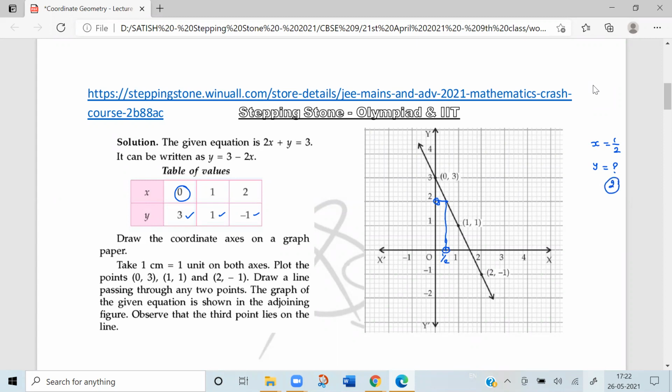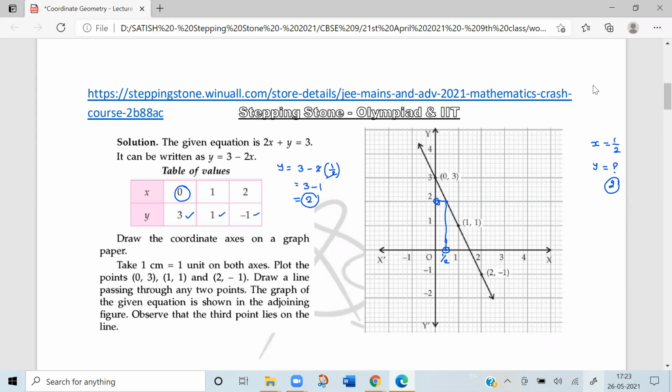Now, let us verify whether it is correct or not from the equation. So when x equal to 1 by 2, y equal to what? 3 minus 2 into 1 by 2. So 2 gets cancelled. So 3 minus 1, which is equal to 2. Okay.